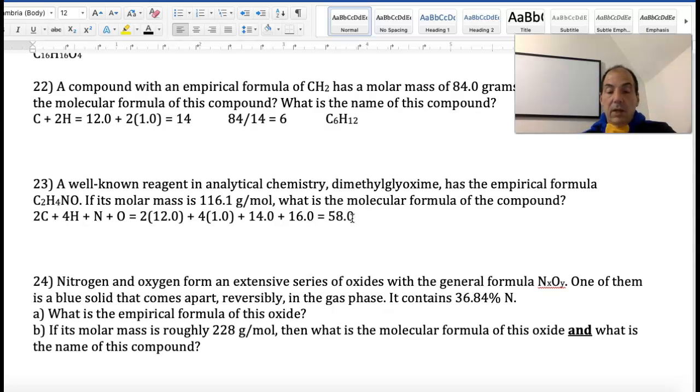Okay, so our actual is given as 116.1. I divide that by 58. I'm not going to get exactly 2, but I'm going to get real close to exactly 2. So our formula is off by a factor of 2. So I'm going to have to take this formula and double it. So 2 doubled is 4, 4 doubled is 8, 1 doubled is 2, and 1 doubled is 2. So that is dimethylglyoxime. Woohoo!